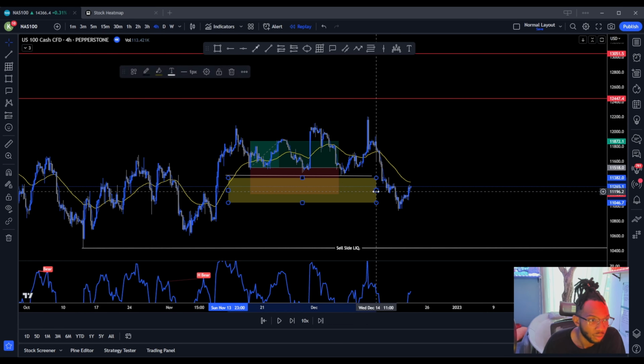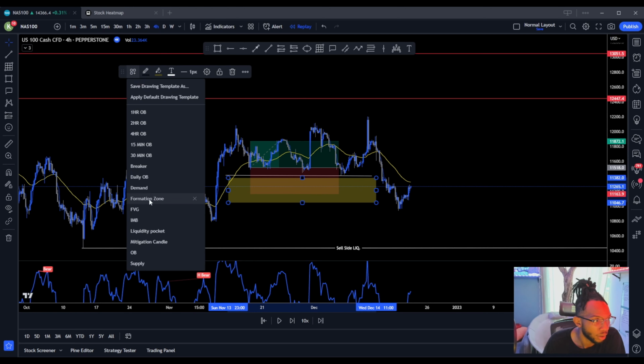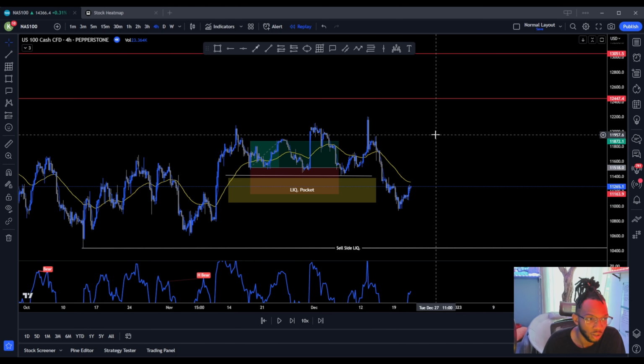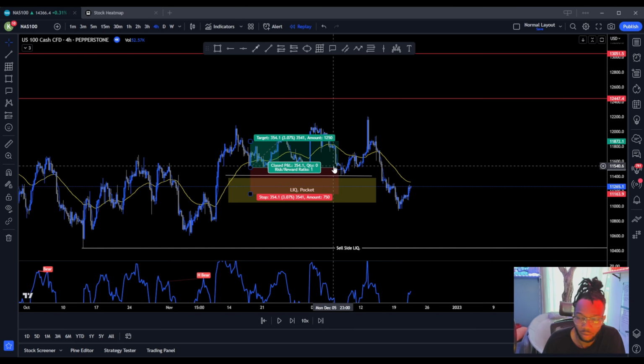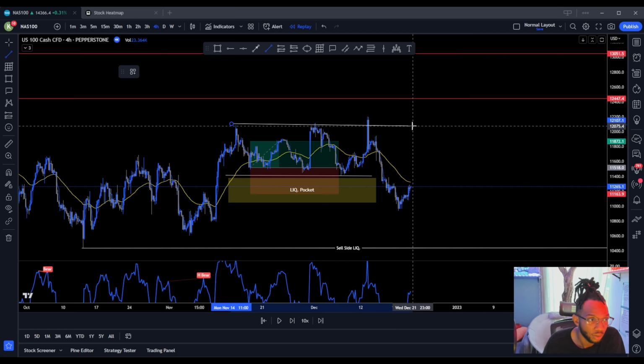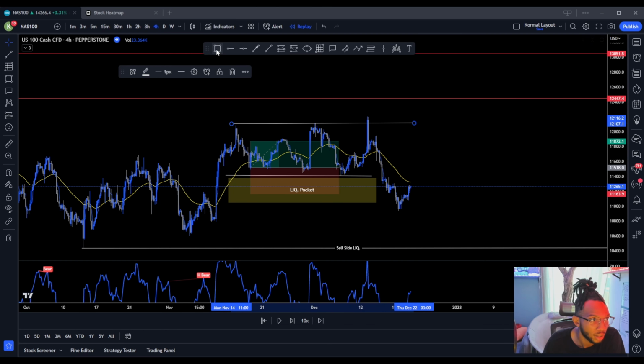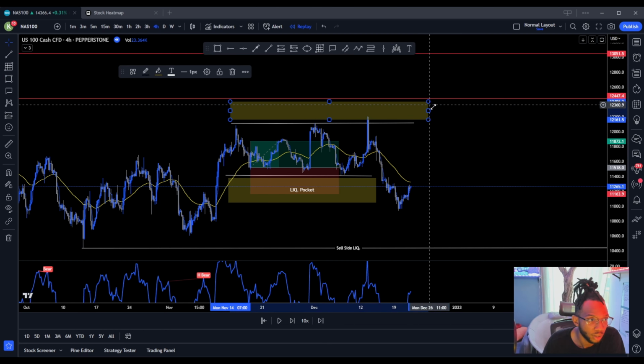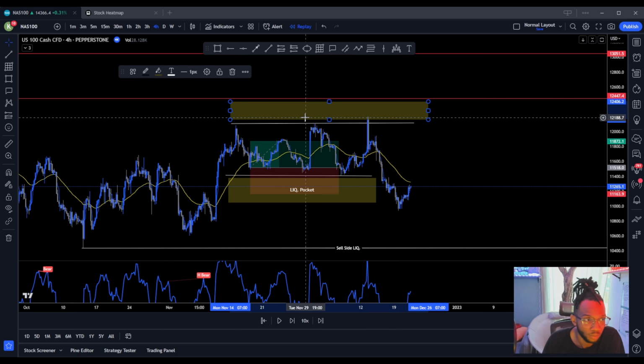Okay, so when I have these liquidity pockets here, I'm marking them off, knowing that it's a target at some point for a breakout to either side, because up here we also have a similar effect going on where this is acting as resistance, and now we also have liquidity resting up here as well.